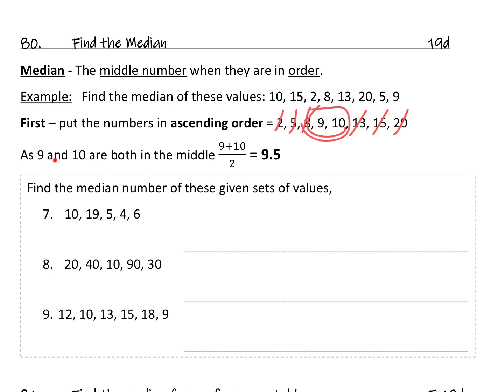But because 9 and 10 are both in the middle, you would say that the median, the middle number, is the average of those two. So add 9 and 10 to get 19, and half it to get 9.5.